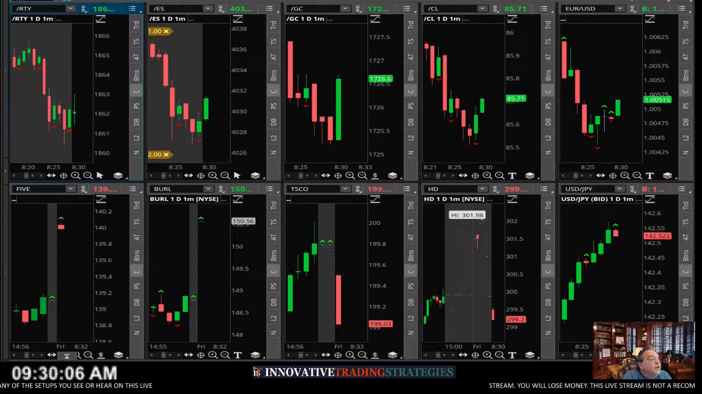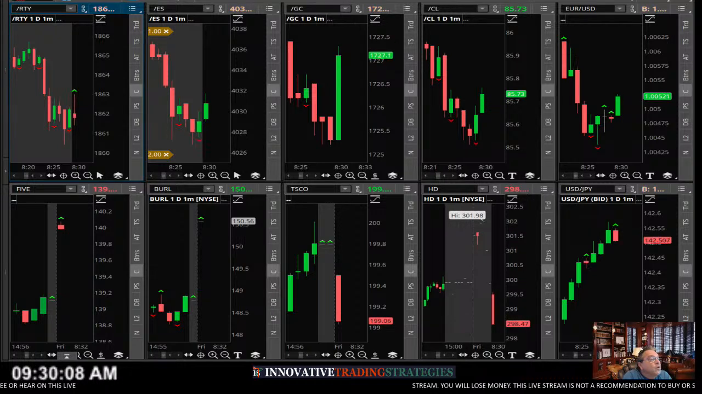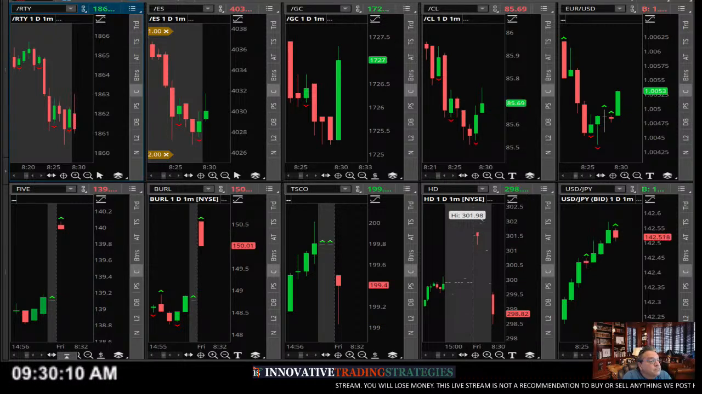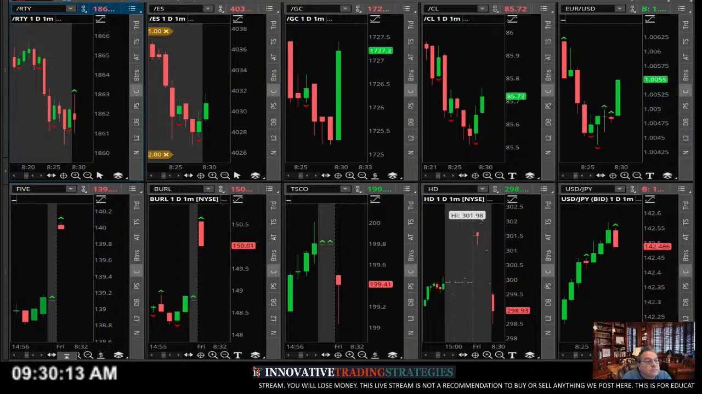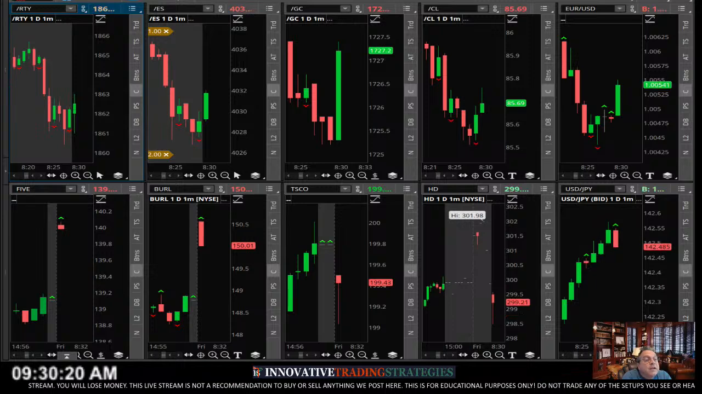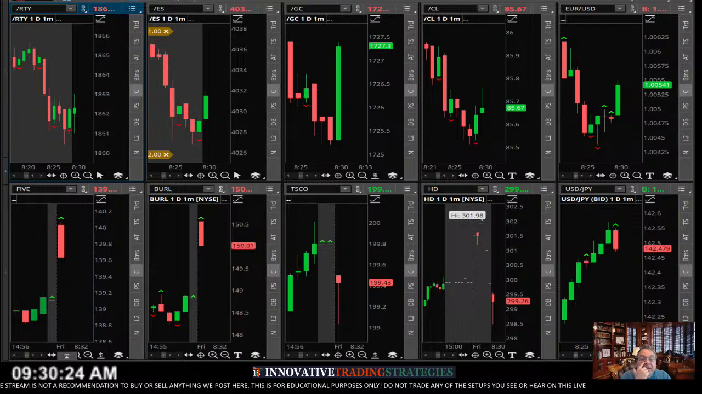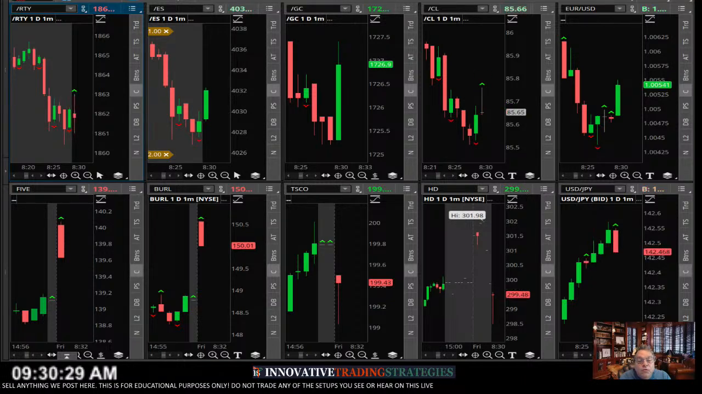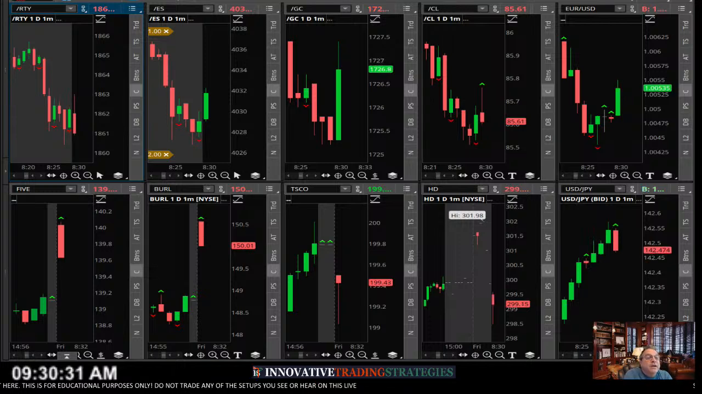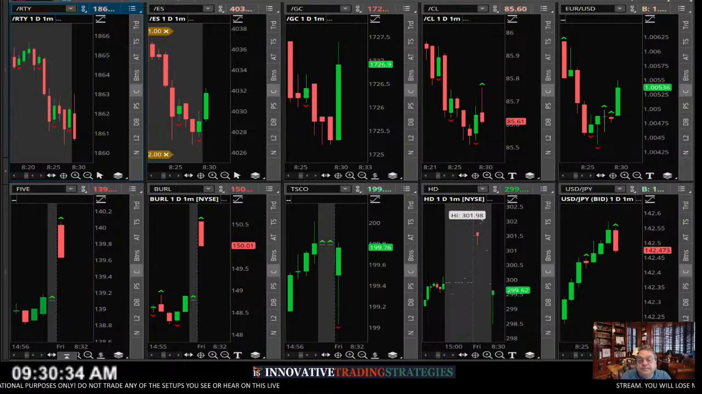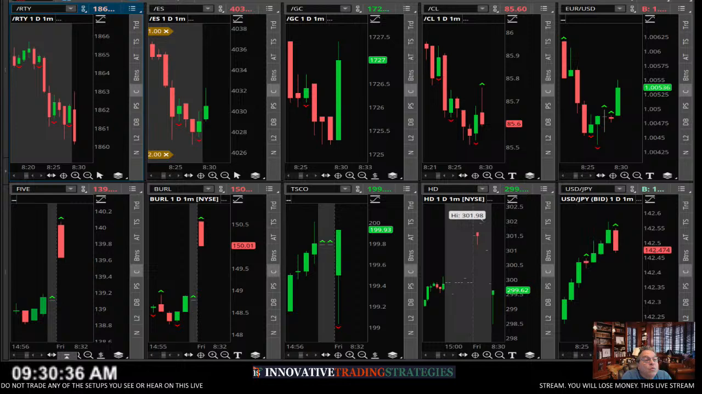Okay, there's the opening bell. We have the Dow up 150. All right, we're also getting triggered on a buy on the Euro US. Maybe a little bit late to get in on it. Let's take a look at the entry. Entry is going to be 1.0049.